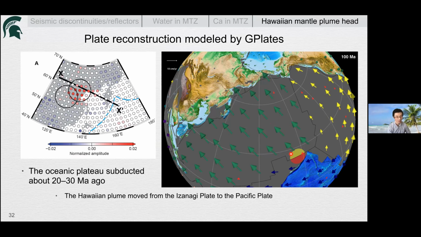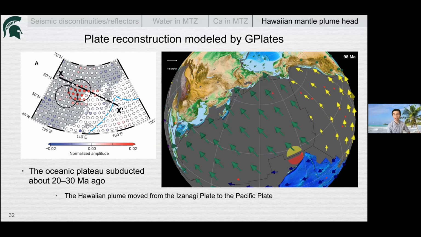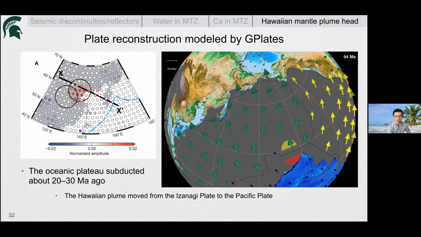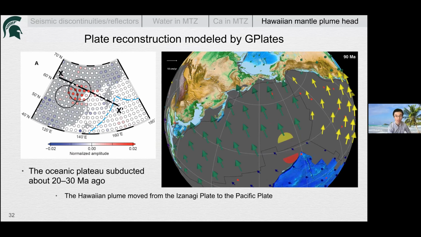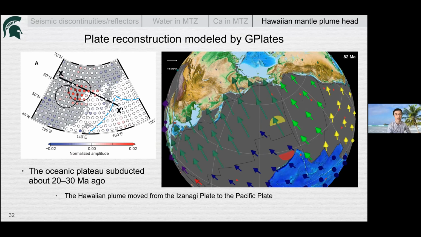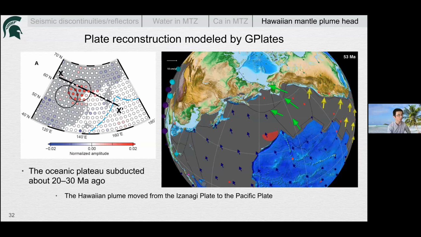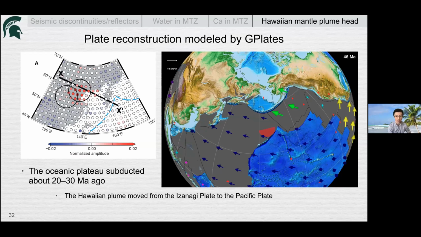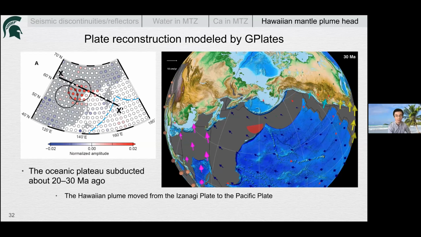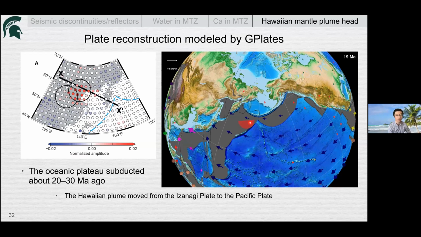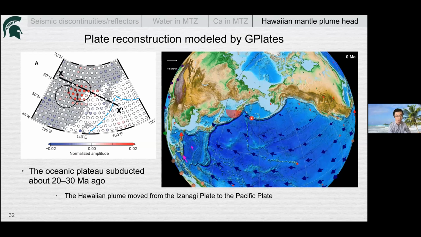One part is on the Izanagi, one part is on Pacific. And then over years, as you see, the Izanagi part of the plateau subducted into the Aleutian Trench a long time ago. But the Pacific part of the plateau finally reached the Kamchatka Trench and then subducted. And these are the snapshots of the animation I showed earlier.